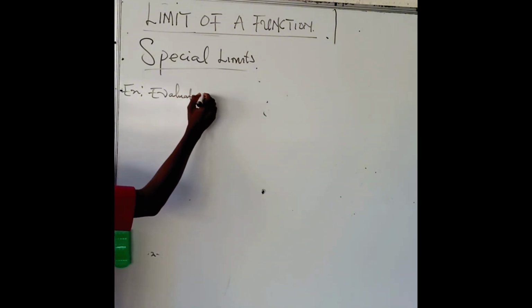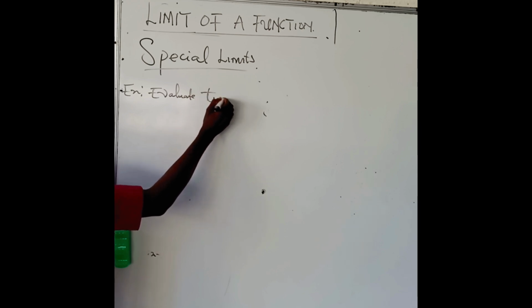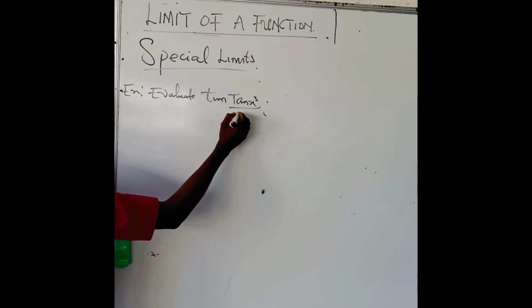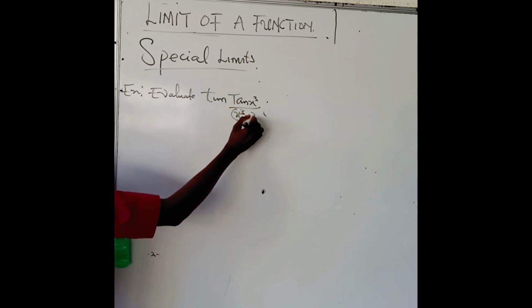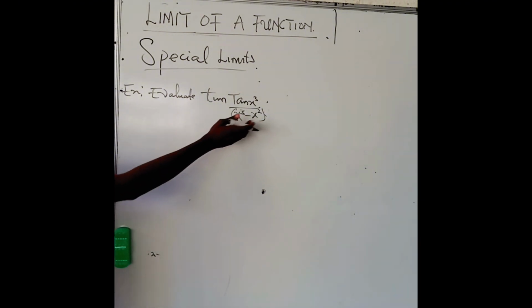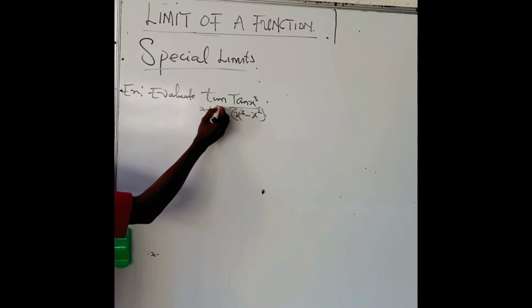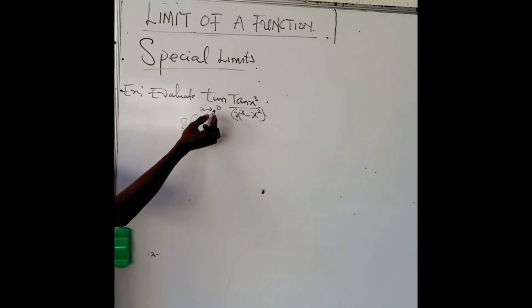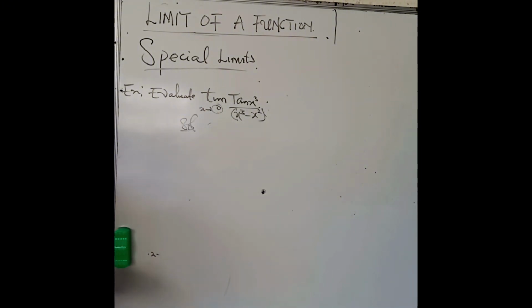Evaluate the limit of tan s cubed over s cubed minus s squared as s approaches 0. Now look at this question. This is also a special limit because the approach is 0, and when you have an approach of 0, it means it's a special limit.